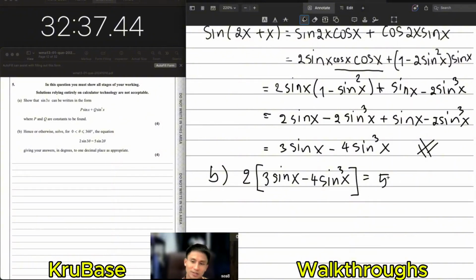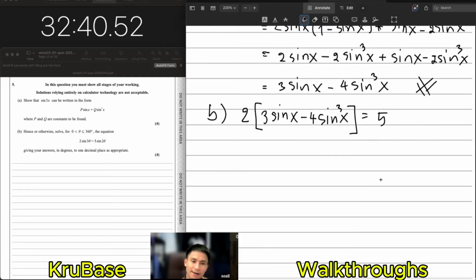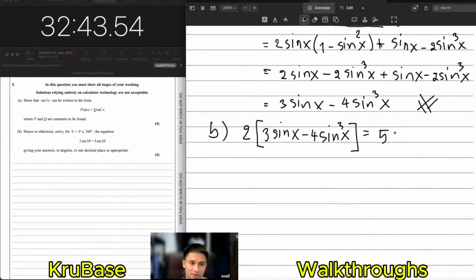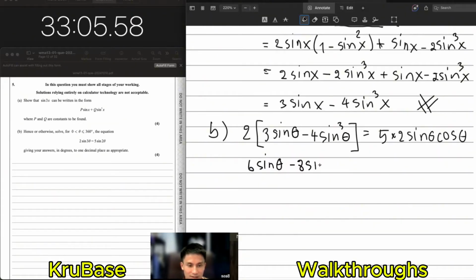Hang on, let me think through this. Okay, we can try to do that. So it's a multiply, 2 sine theta cos theta. Why do I get an x here? It should be a theta, sorry. All right, so we should factorize that. I'm going to multiply out the left side, so I get 6 sine theta minus 8 sine cubed theta. Bringing this 10 sine theta cos theta to the left, I get 10 sine theta cos theta equals 0.